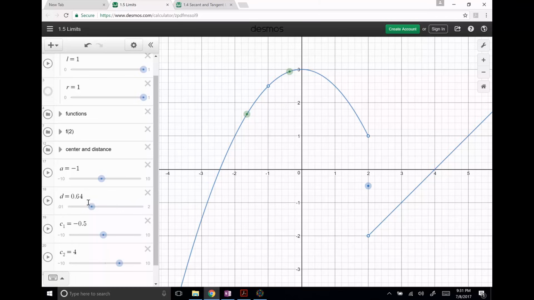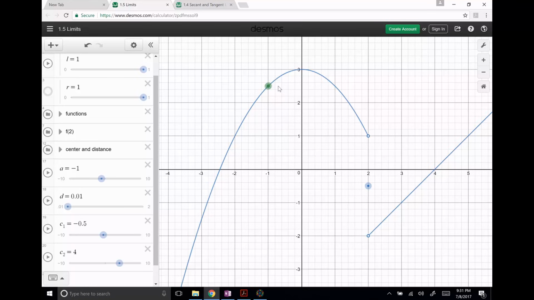So for instance, I have all these little things, and you can play around with them and see what they do. But this one changes those green points there. You can imagine that you're riding this function, and you're getting closer and closer to -1. You can see that these green points seem to be getting closer and closer to each other and are going to a specific height.